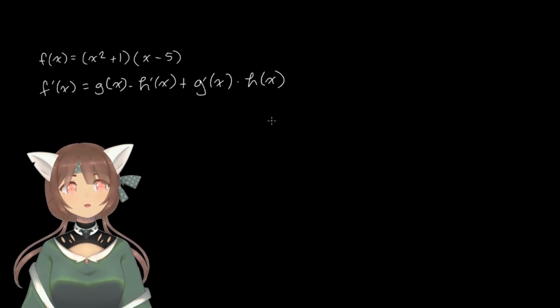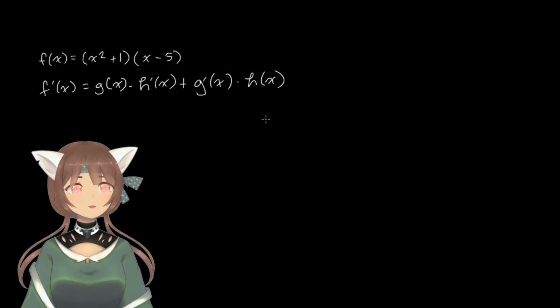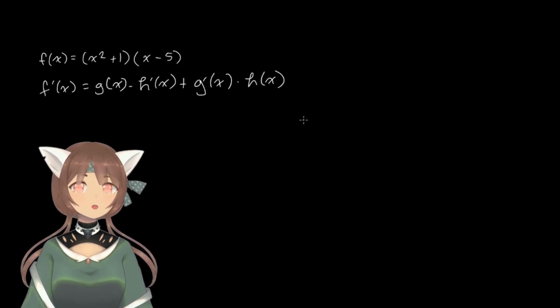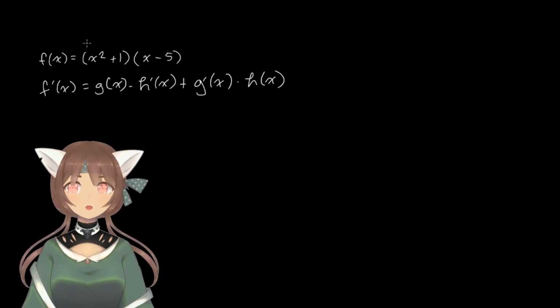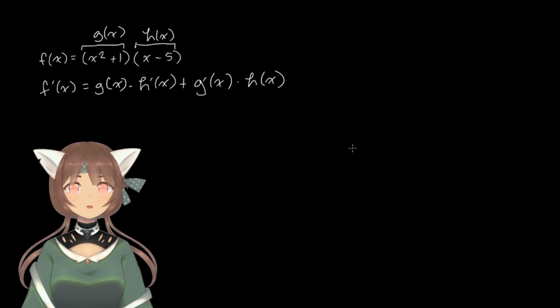So always remember to double check your work and make sure that you have everything right, the signs, the numbers, whatever. So given the formula, taking the derivative of our initial function is pretty simple. All we have to do is assign a g of x and an h of x. Okay, so let's go through this problem.